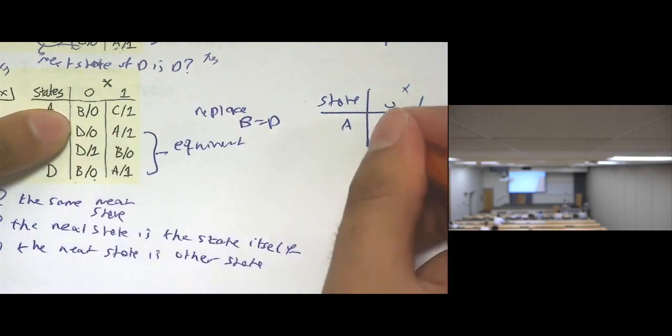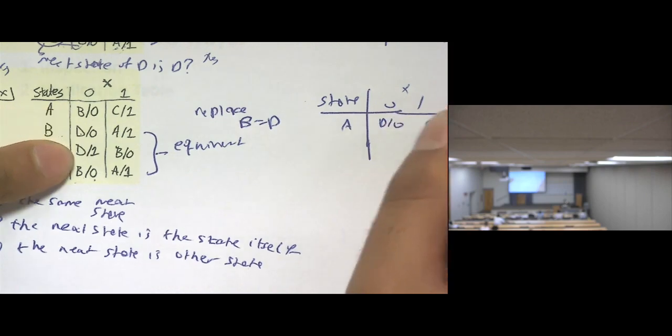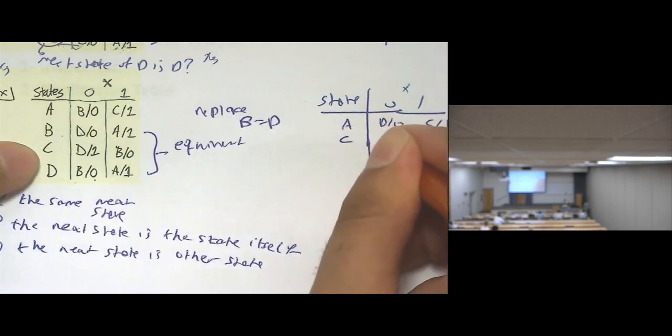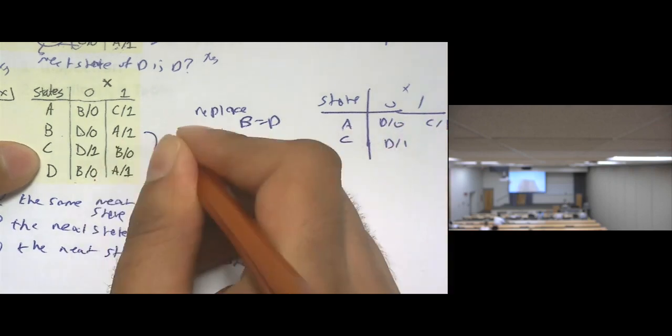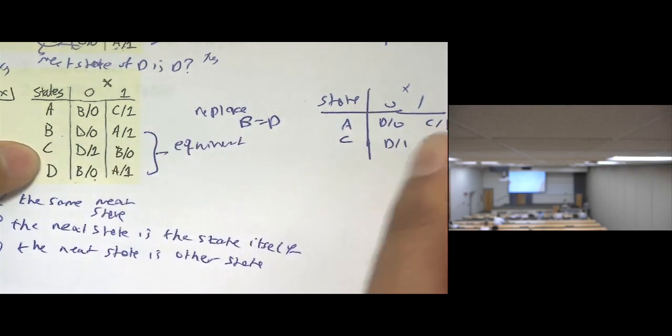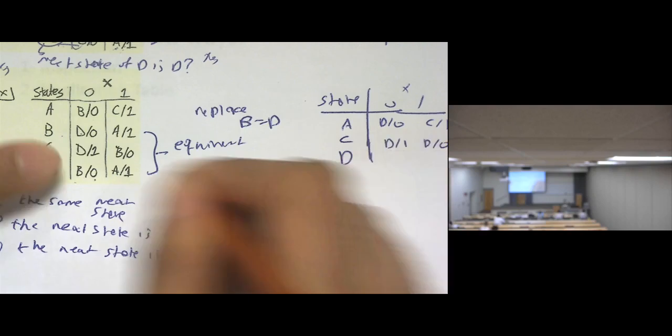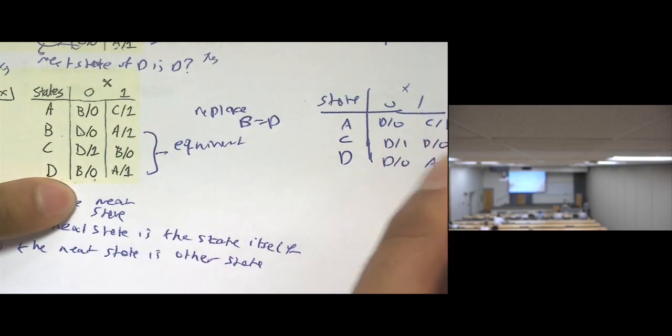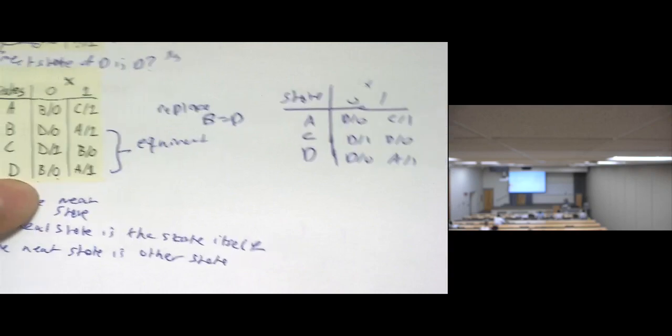So this will be D over 0. This will be C over 1. This will be, there is no state B. Let's go to C. Here will be D over 1. And B will equal D, which is D over 0. Now here is state D. So every B, replace it by D. D over 0, A over 1. Okay? Is this clear?